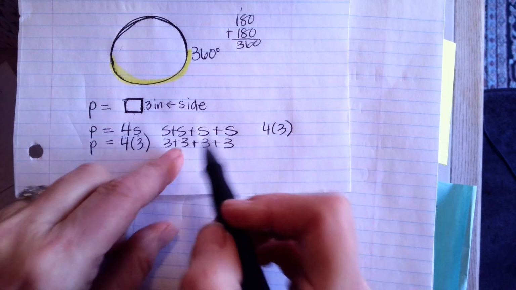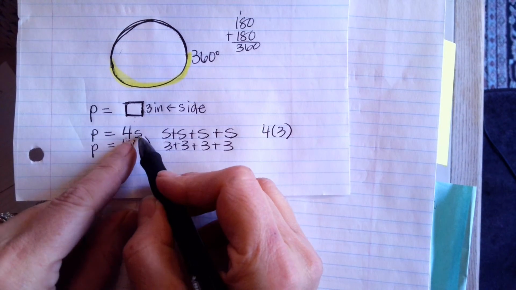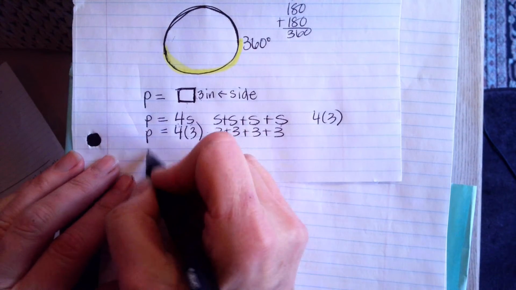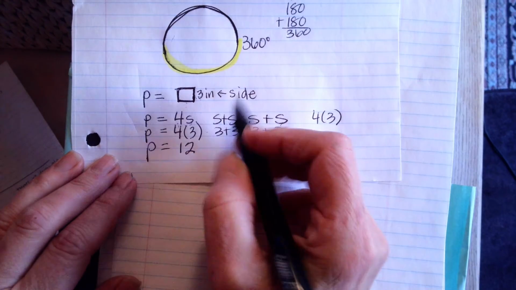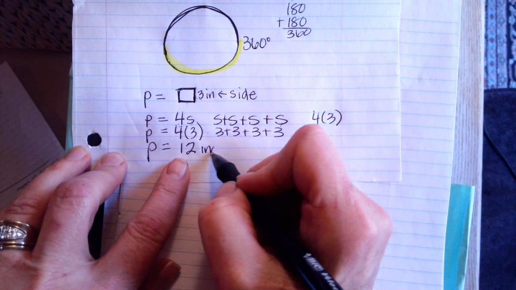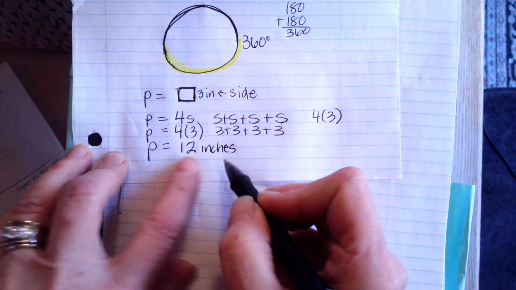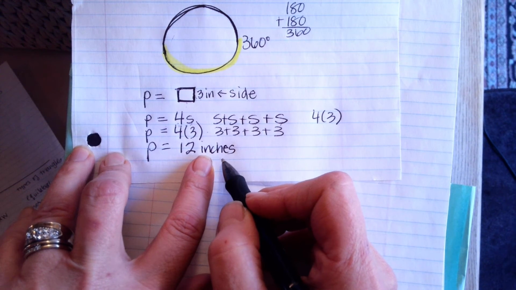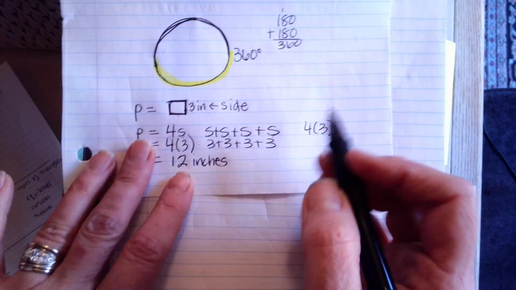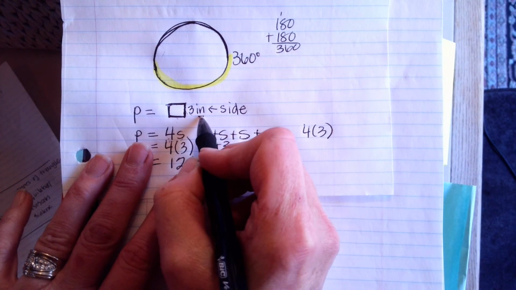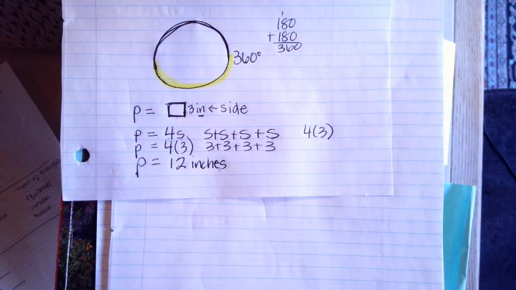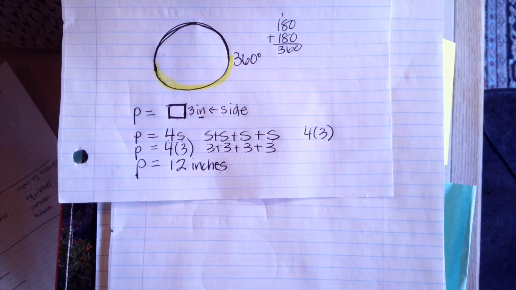So we can either do 4 times 3, or we can do 3 plus 3 plus 3 plus 3. In either case, you're going to get the number 12. And then our last step is to write our label. And our label is going to be inches, millimeters, centimeters, feet, meters, whatever they told us that this is. We're going to write that here. This is 12 inches. Now, that's perimeter of a square.